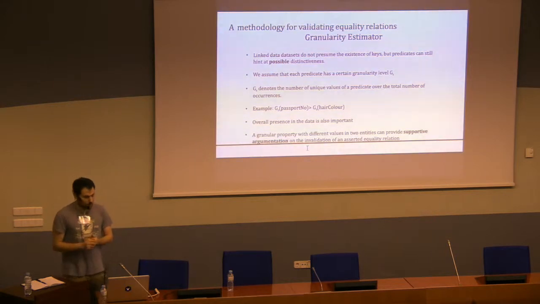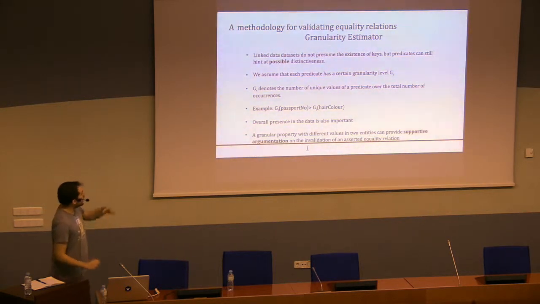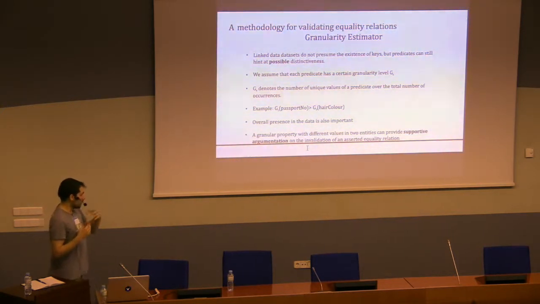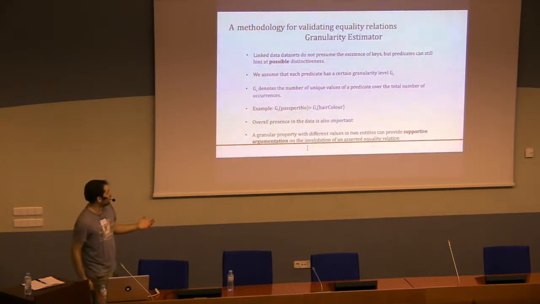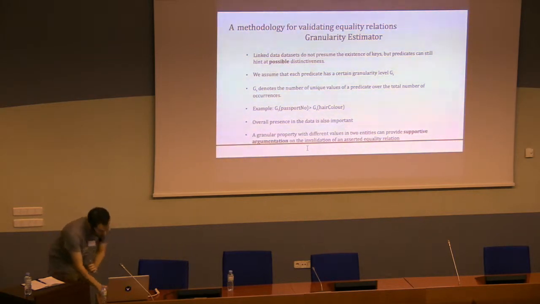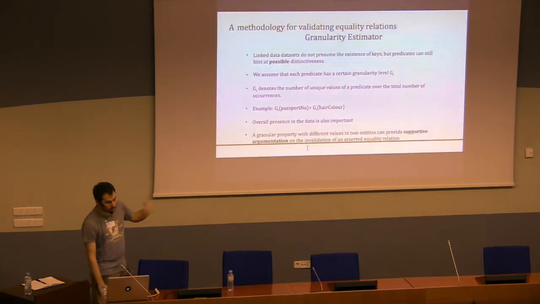For a granularity estimator, our notion was that although linked datasets are not databases, and you do not have primary keys, you have the notion of predicates or properties being distinguishing. That is, as a property has more unique values over the total number of occurrences, it can potentially be a granular property, or a property that distinguishes between entities. Of course, we have to take into account the overall presence of the predicate in the data, because as we said before, knowledge within linked data can be incomplete. So this granular property can provide the supportive argumentation we need for the invalidation of an asserted equality relation and be used in conjunction with the similarity estimators I talked about before.